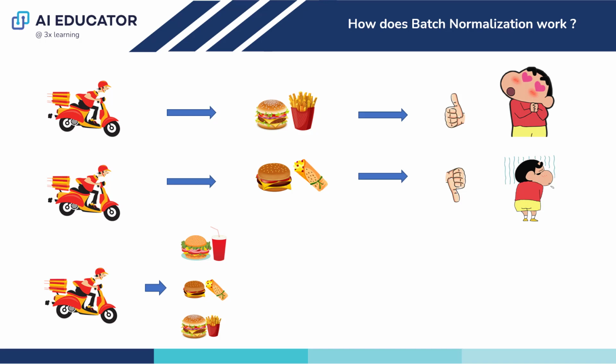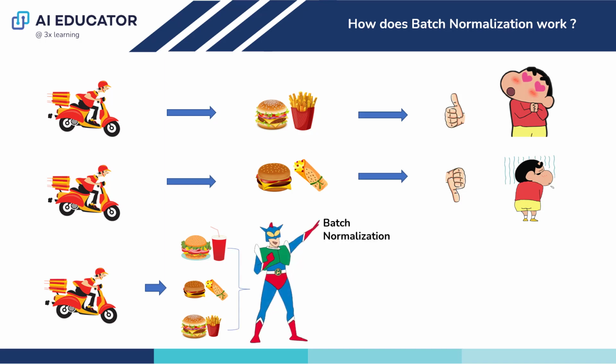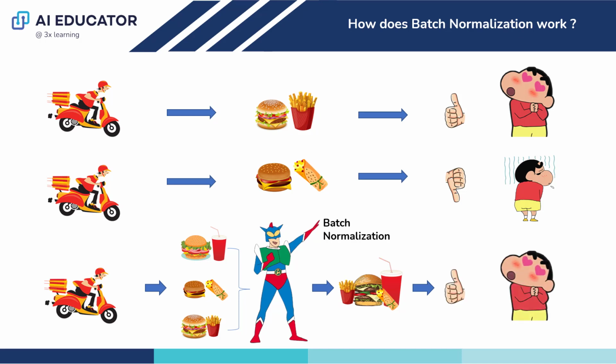To reduce the problem, the action man comes to help, who performs the batch normalization. By applying batch normalization, we normalize the burger and we give this normalized burger to the kid. As a result, he likes it and he eats it. Batch normalization helps us to train the data with distributed features by normalizing them and improving model performance.